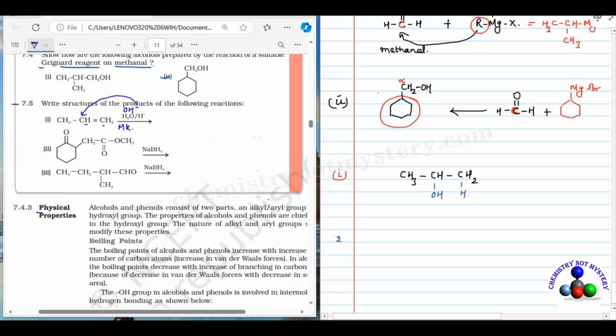Now come to the second reaction. In this second reaction, there is one ketone functional group and there is another ester functional group. And the reagent is given as NaBH4. NaBH4 is a reducing agent. It reduces ketone or aldehyde only, but it doesn't reduce the ester functional group. Now let's draw the product.